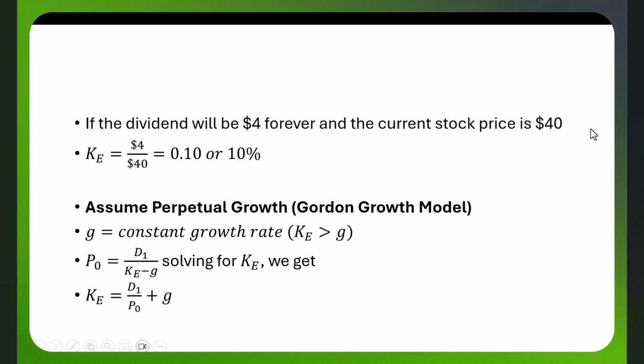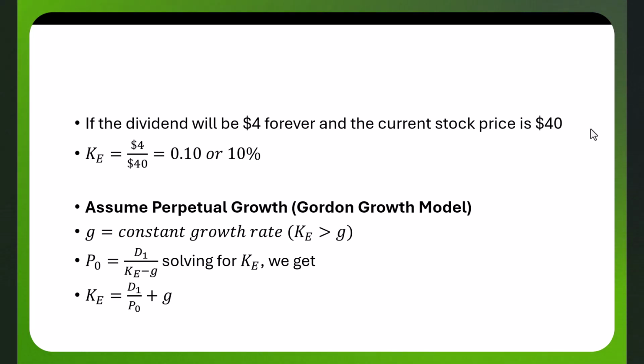Let's take a look at a simple example. If the dividend will be $4 forever and the current stock price is 40, the cost of equity is 4 divided by 40, or 0.10 or 10%. The second approach we can take is to assume perpetual growth.